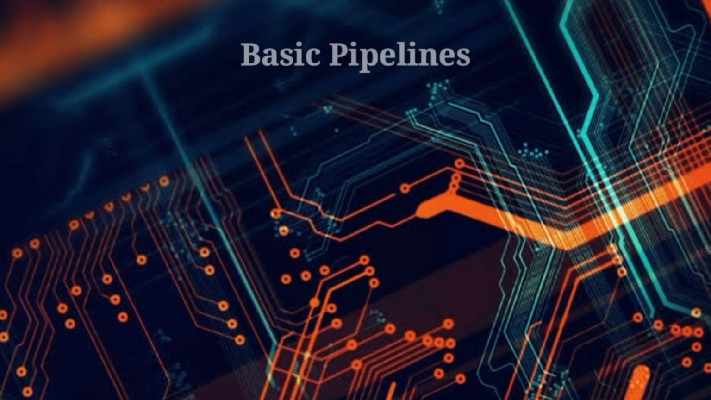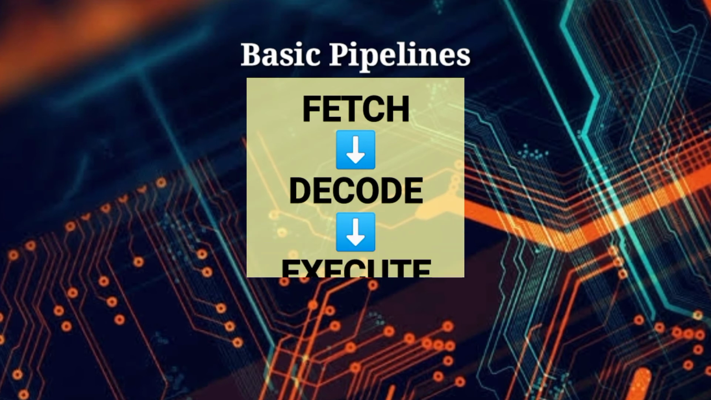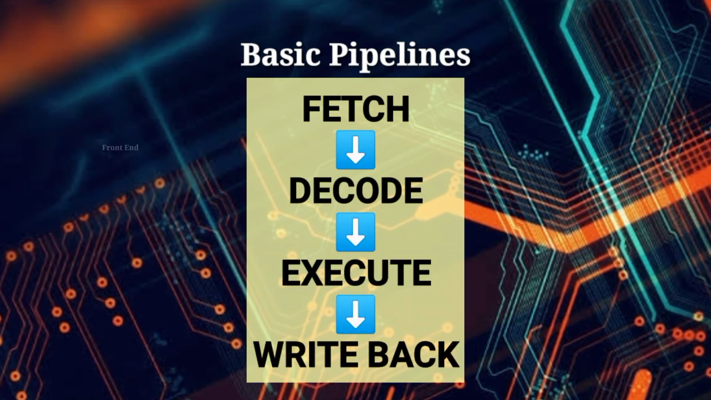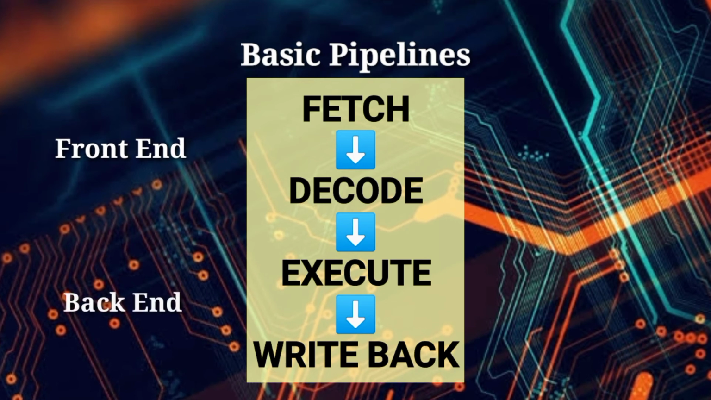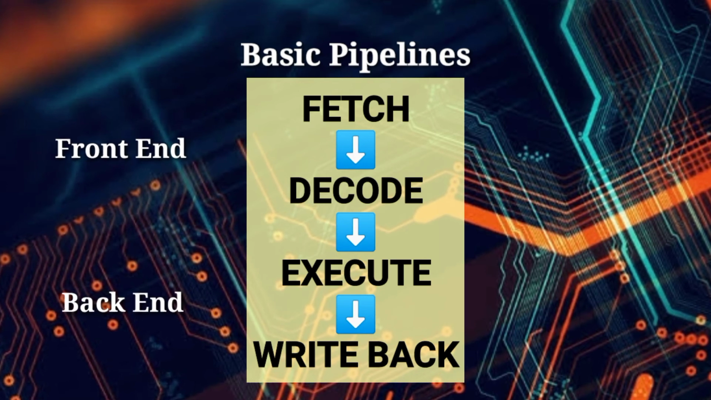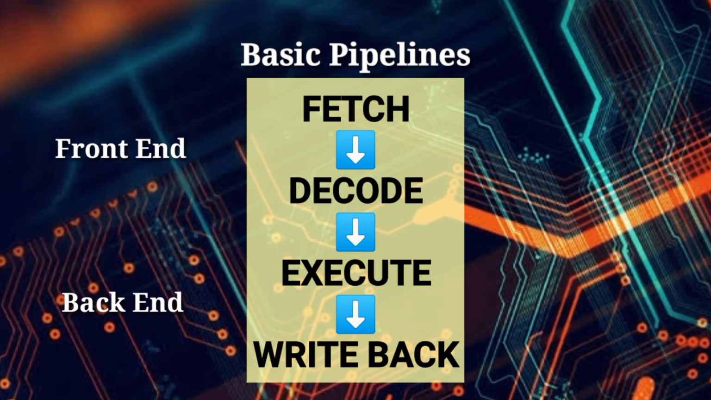We also include the basic pipeline such as fetch, decode, execute, and write back. Fetch and decode comprise the front end of the CPU, while execute and write back comprise its back end. Front end and back end both have 6 to 10 stages.